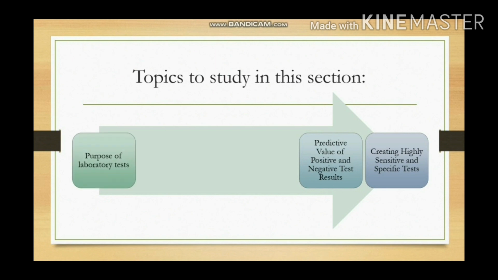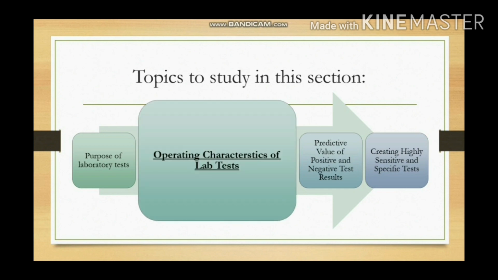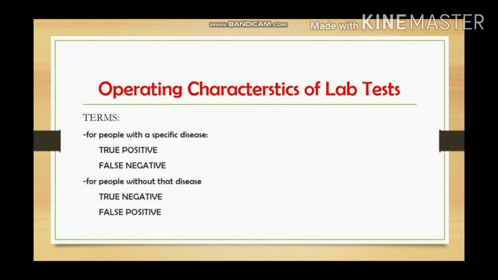We saw there are three purposes, and that they are to screen a disease, to confirm a disease, or to monitor disease status. Let's jump to our next section, that's operating characteristics of lab tests. Let's look into the terms that we are going to come across a lot in this video.